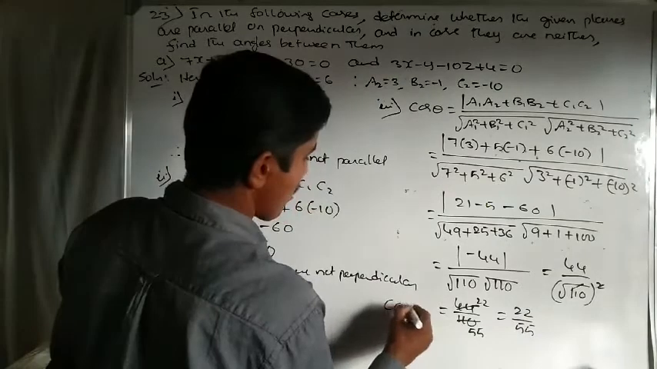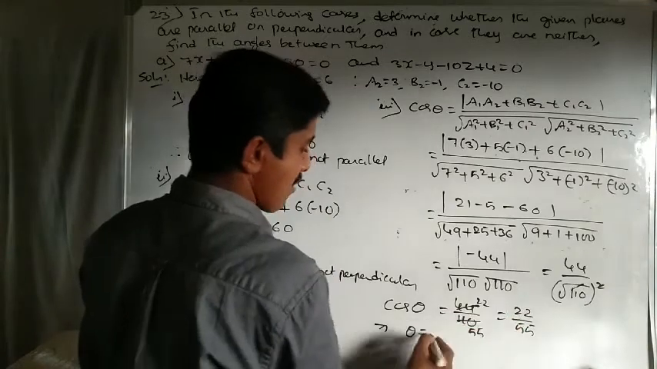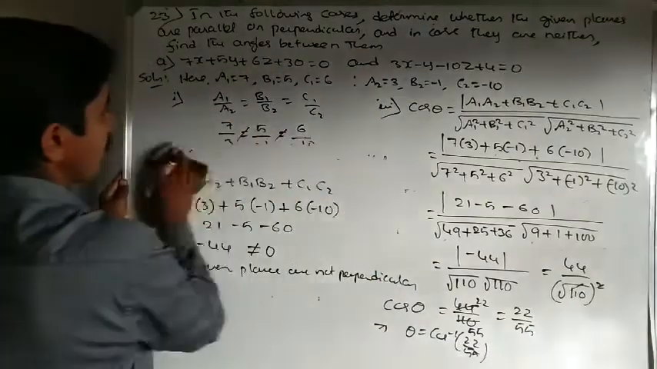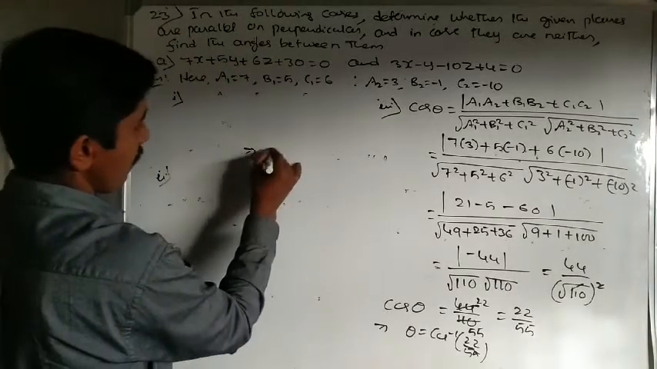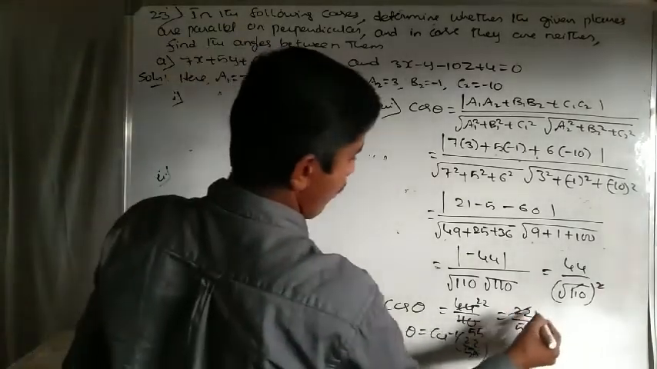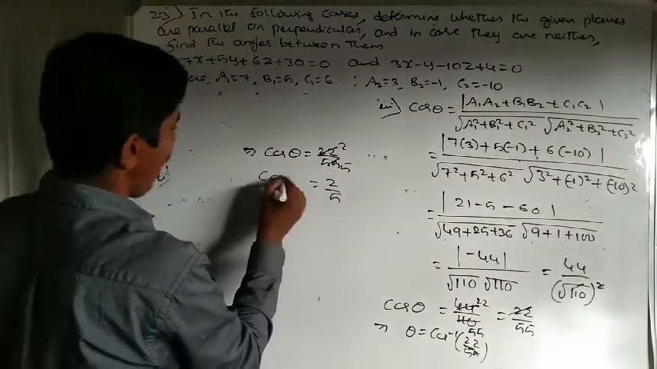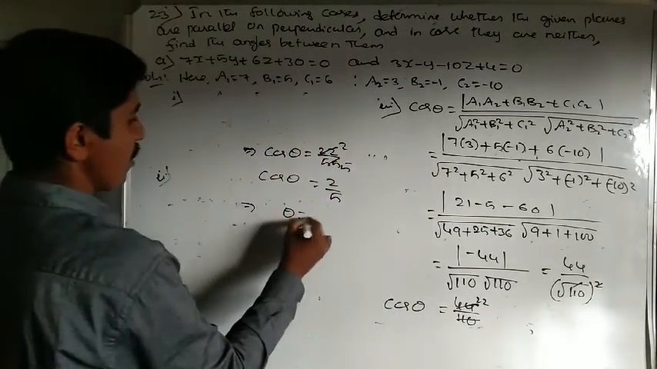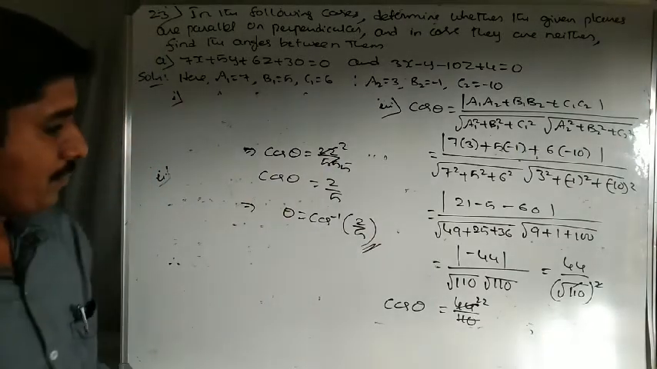This is cos theta. Then theta is equal to cos inverse of 22 by 55. Note it: cos theta is equal to 22 by 55, and again 11 twos are 22, 11 fives are 55, so cos theta is equal to 2 by 5. Then theta is equal to cos inverse of 2 by 5, the angle between the two planes.